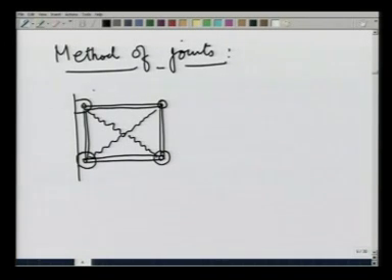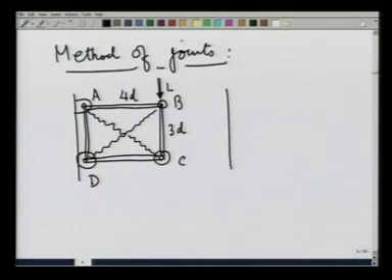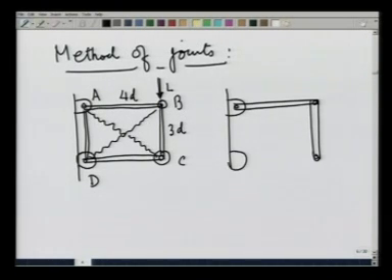Let me call this system A, B, C and D. This length is 4D, this length is 3D, and we load the system once at point B by a load L, and another loading is done at point C, the same L.